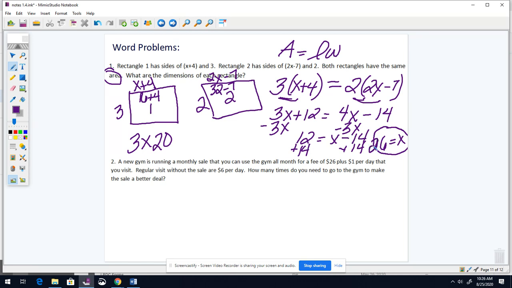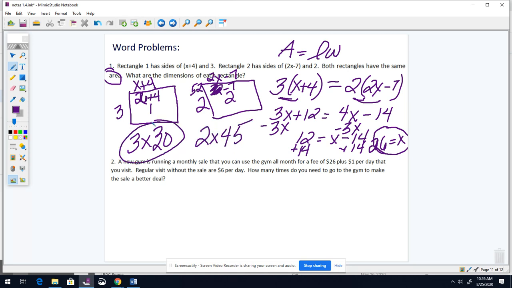I'm sure many of you are watching this video going, she's lost her mind, which I probably have. 26, not 16. Hello. So that's 30. So that rectangle is 3 by 30. This rectangle, when I do 2 times 26, I get 52. 52 minus 7 is 45. Okay, that makes life a lot better.